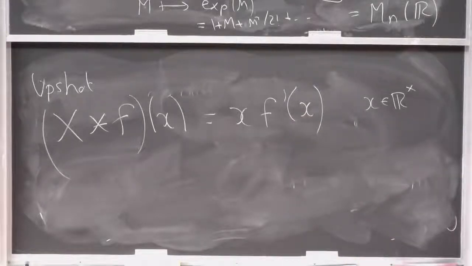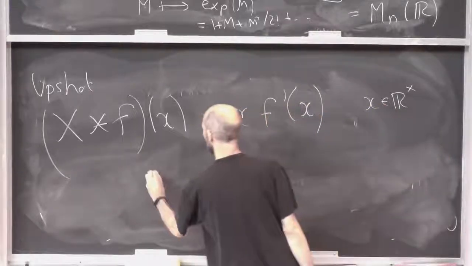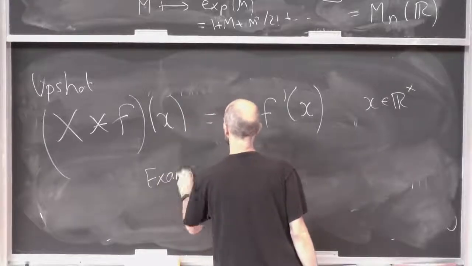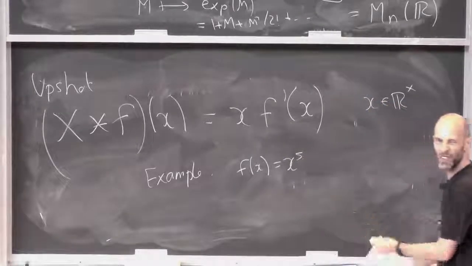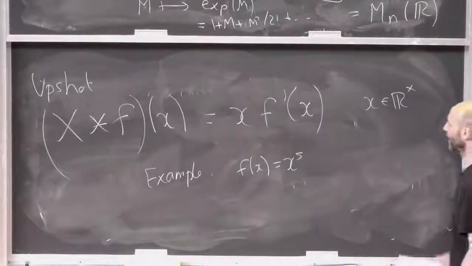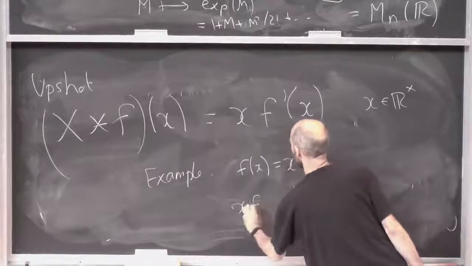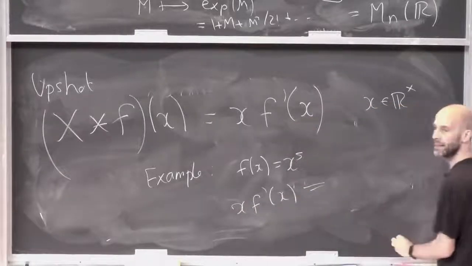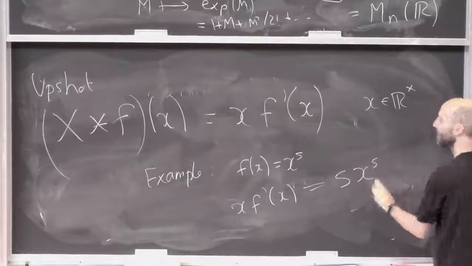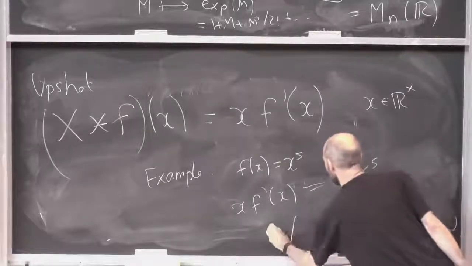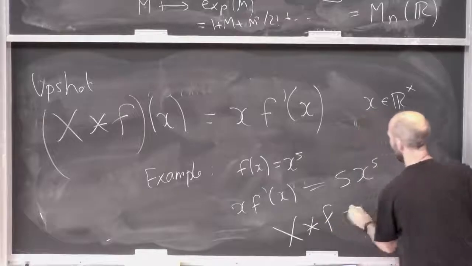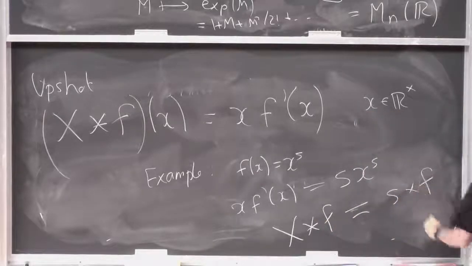Let's do an example. Let's do f of x equals x to the power s. I don't want to. I've already differentiated this once today. I'm not doing it again. Then x times f dashed of x is, can someone just tell me? Is that, people are nodding. Right, great. So I'm going to say x star f equals s times f, right?